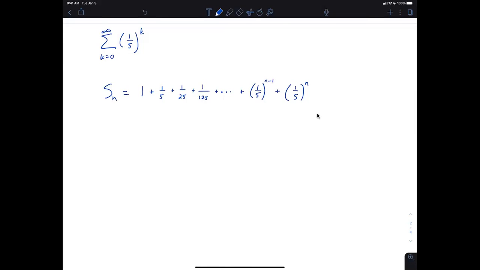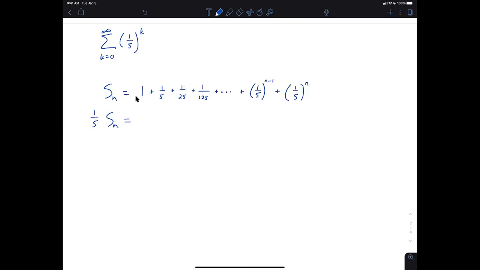Okay. So now the goal here is to find a quick formula for this where you don't have to add all these up. We're going to do something weird: we're going to multiply both sides of this equation by 1/5. So if I do that on the left, I get 1/5 Sn. If I do that on the right, what is the 1/5 going to do? I have all this stuff and I'm going to multiply by 1/5.